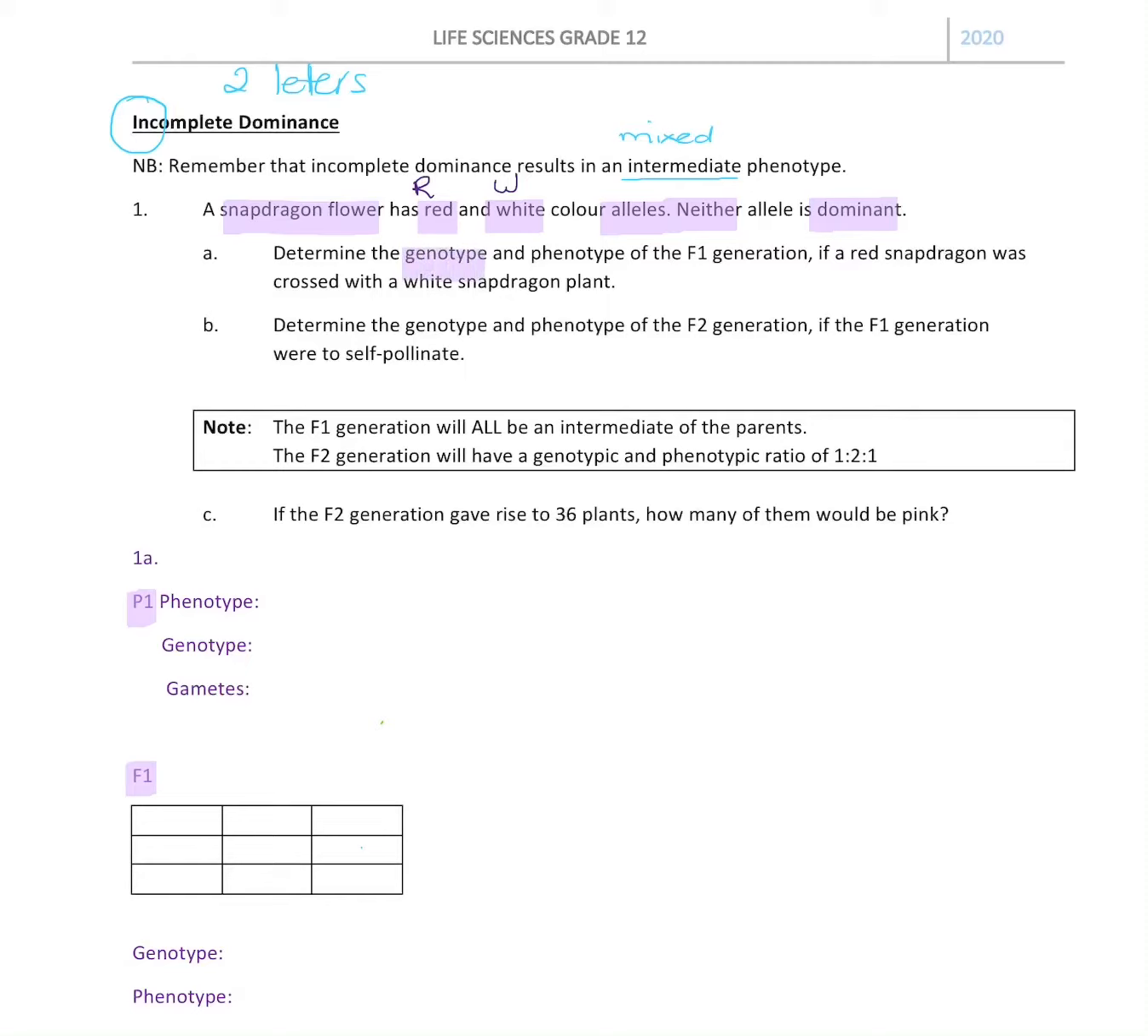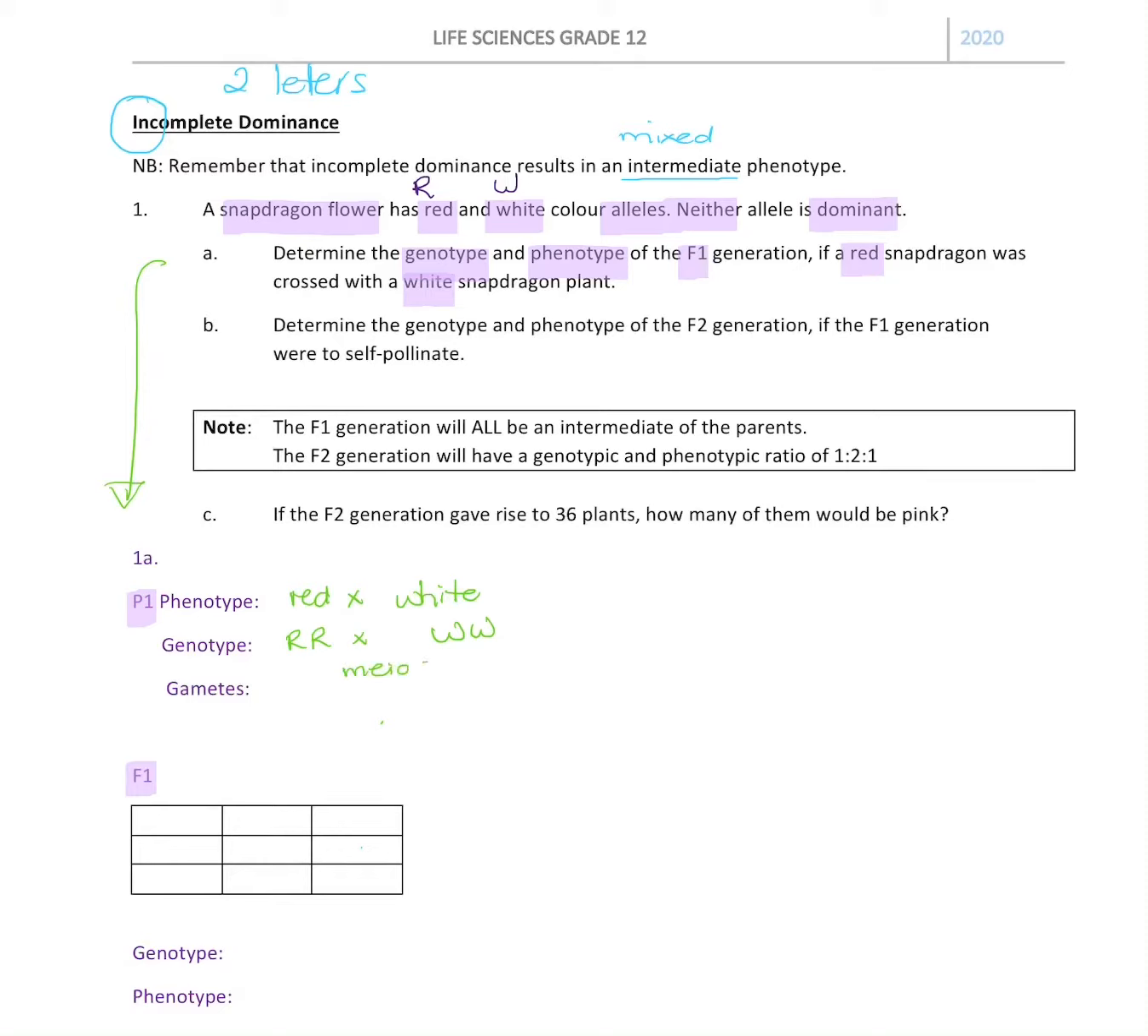In determining the genotype and the phenotype of the F1 generation, if a red snapdragon plant is crossed with a white snapdragon plant, we get the following. Your phenotype for the P1 is red cross white, and for the genotype, we use the R's and W's.